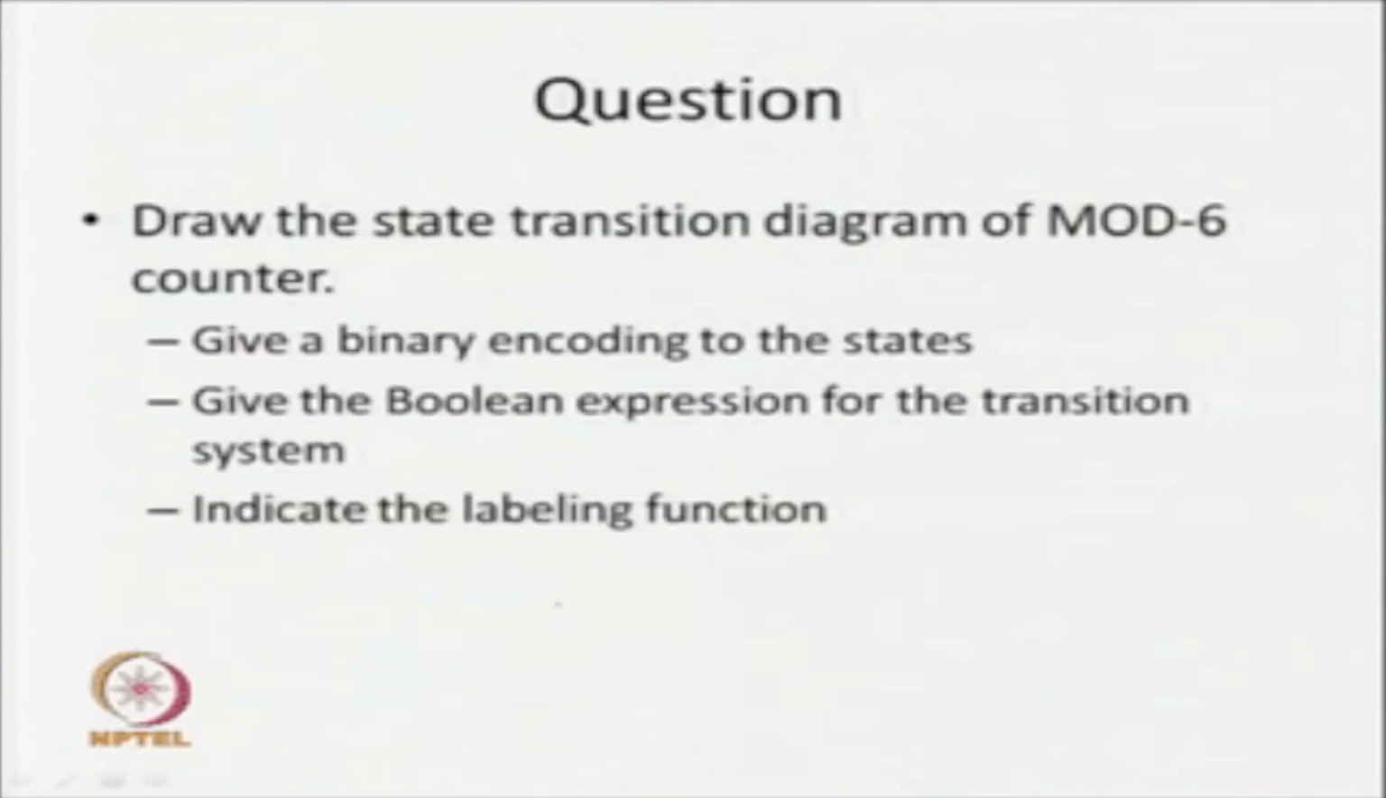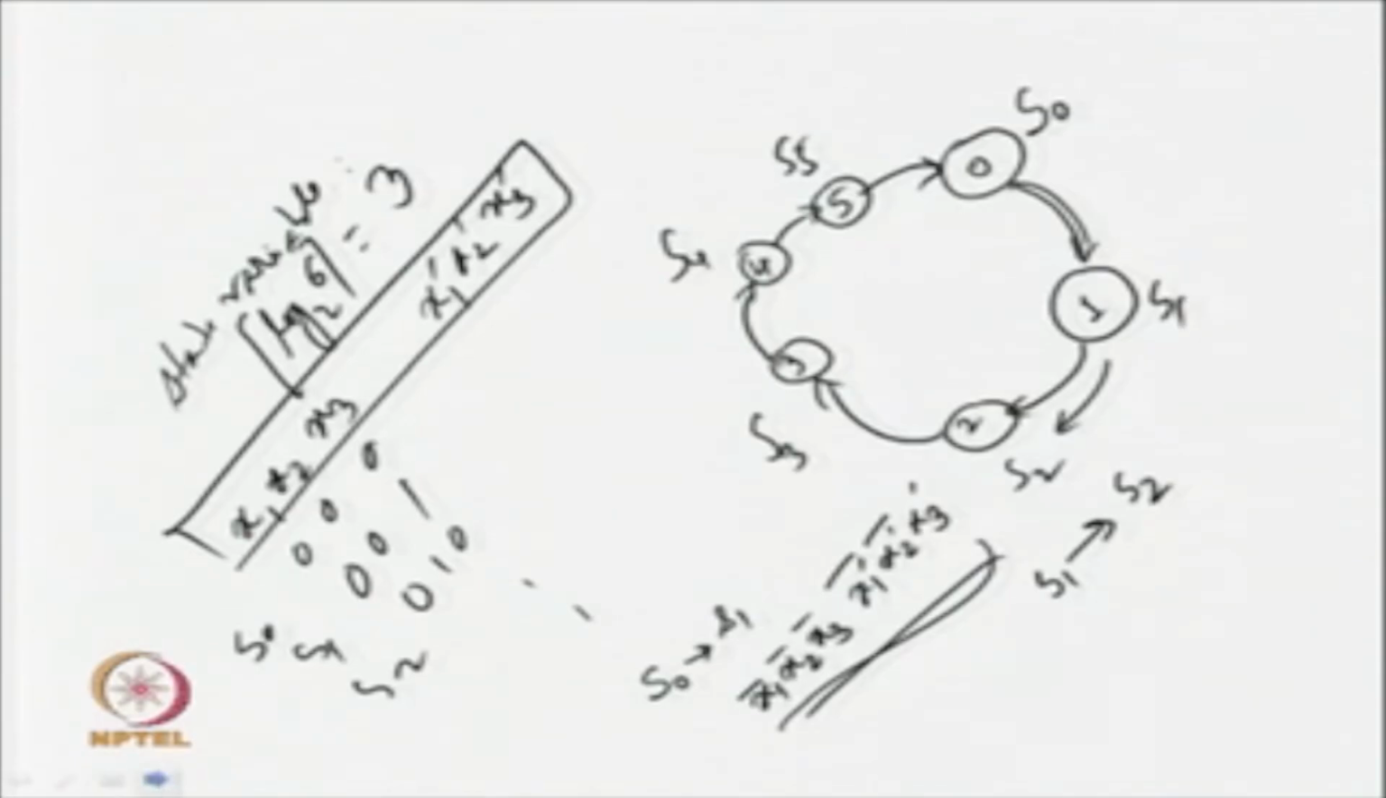Now, indicate the labeling function. When I talk about this transition behavior, you will find that x 1, x 2, x 3 are all 0, that means all are false. Here in S 1, this is labeled with x 3, because this is nothing but x 1 prime, x 2 prime, x 3, this is 0 0 1. That means x 3 is true in this particular state S 1. So, I can say that it is labeled with x 3.